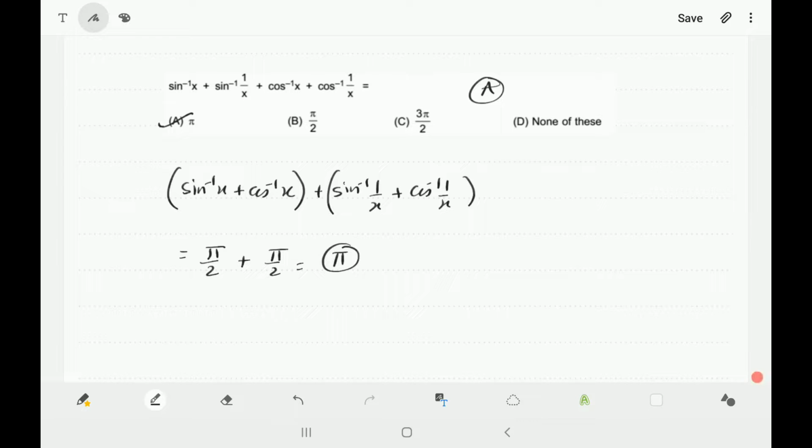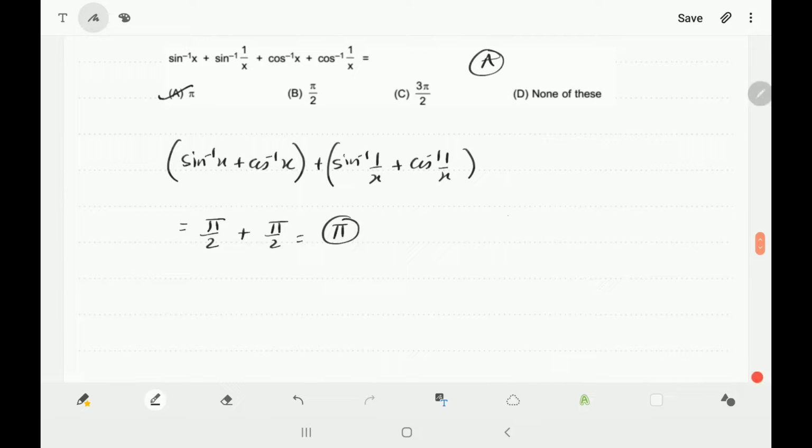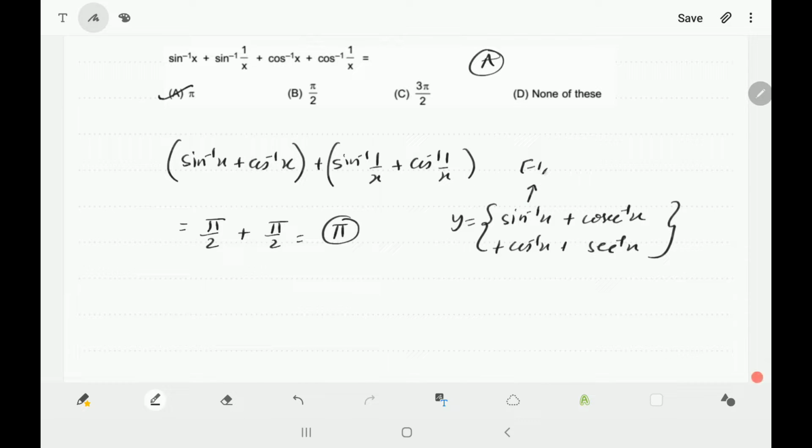But for your information, you should know that the sum sine inverse x plus sine inverse 1 by x can be written as cosecant inverse x, and cos inverse x plus secant inverse x. If you see the domain of this function, sine inverse x has a domain of -1 to 1 closed interval, and cosecant inverse x has a domain of -infinity to -1 union 1 to infinity. So the overall function is defined only at two values, which are -1, 1.